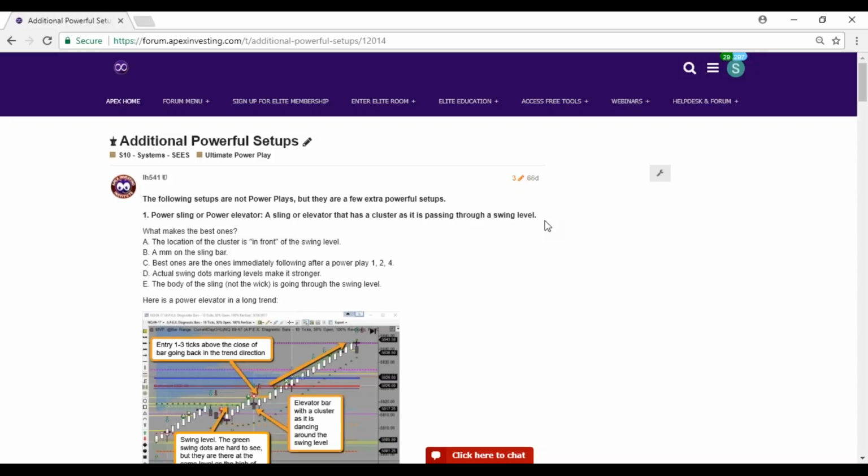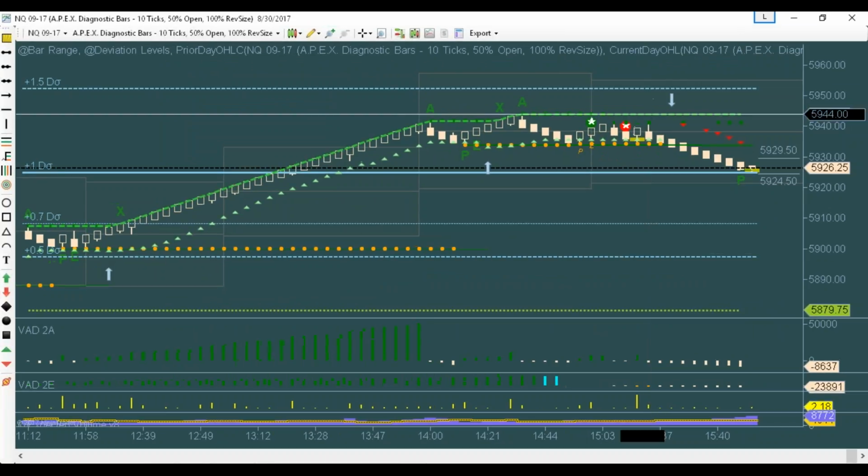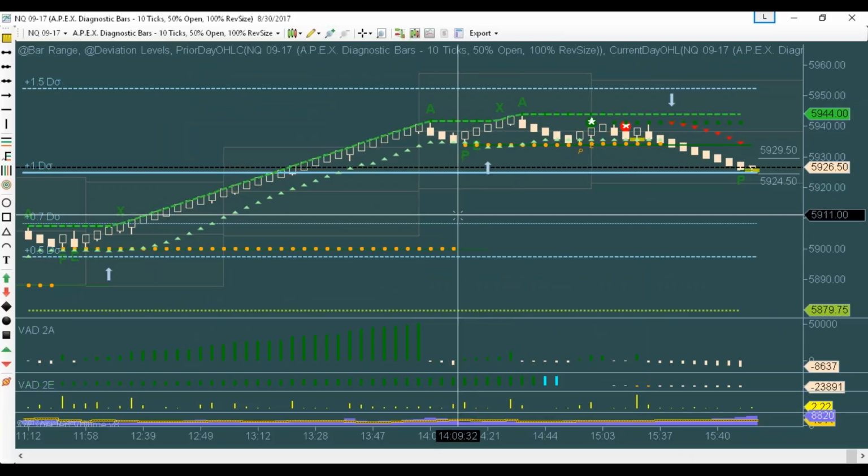Now, before we jump in any further, let me pull up a chart here. So you're all familiar with your power play templates, right?